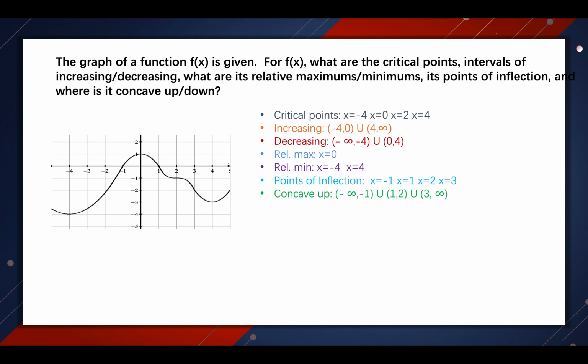When the curve is concave up, it is when x is from negative infinity to x equals -1, x equals 1 to x equals 2, and x equals 3 to positive infinity. And when the curve is concave down, it is when x equals -1 to x equals 1, and x equals 2 to x equals 3.